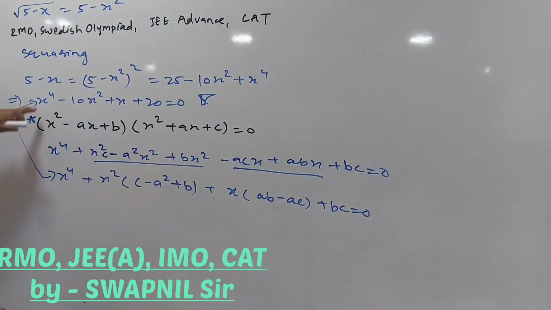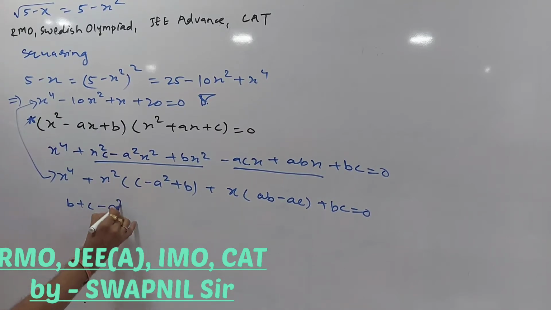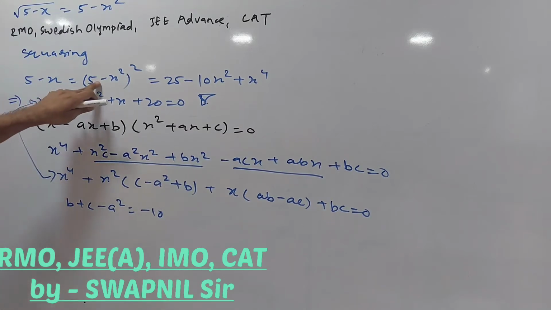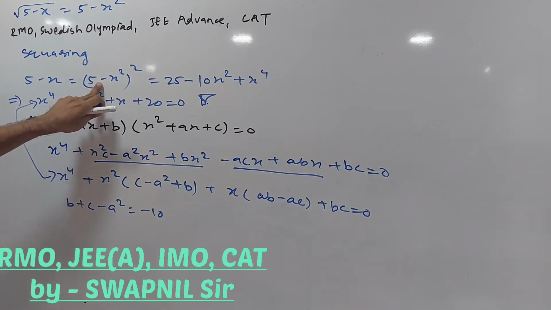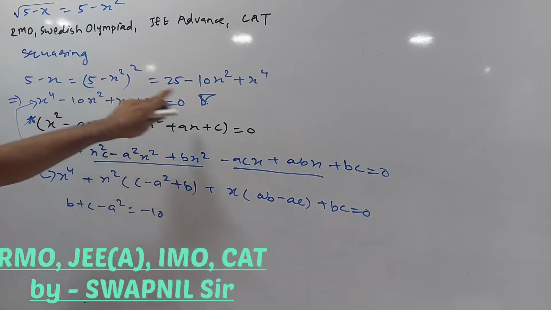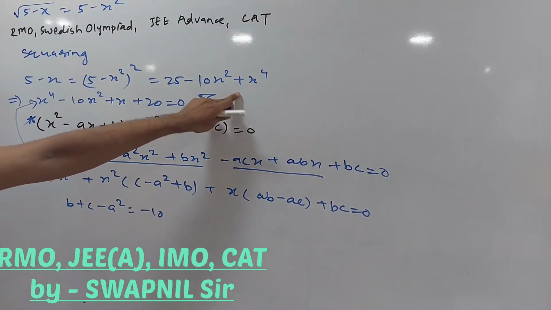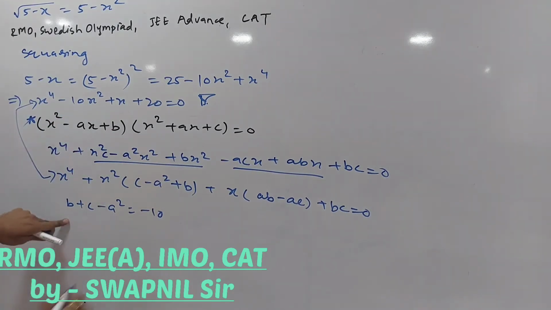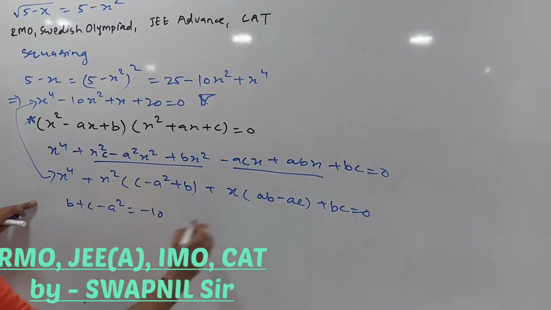So let us compare. Obviously the x square coefficient is minus 10. So b plus c minus a square is equal to minus 10. Fine. I'll just check, because if we miss something it will be a big problem, as it is a very big question. Yes, it's x power 4 minus 10. Okay, fine. Now next will be this.